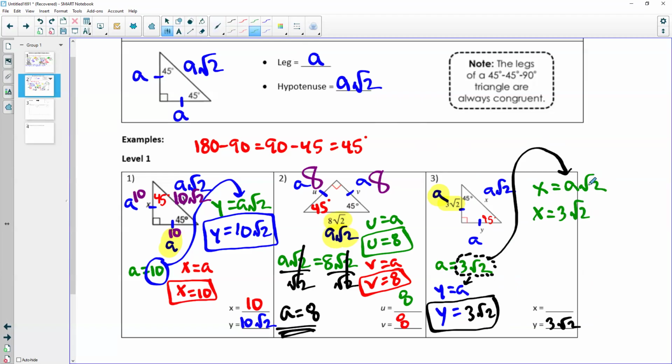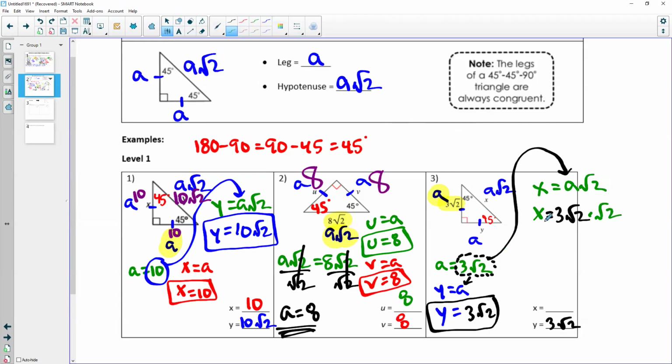And then we have to multiply that by root 2. Actually, let me color code this to where it hopefully makes sense. So again, what we're saying here is our value of A is 3 square root of 2. So we're plugging that in for A. So this is 3 square root of 2. And then we still have to multiply that by root 2.